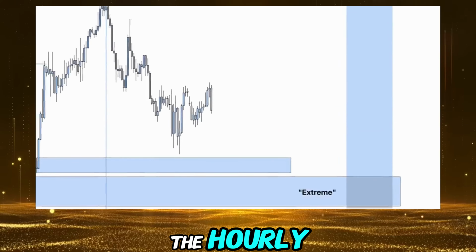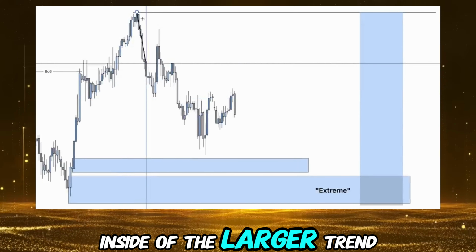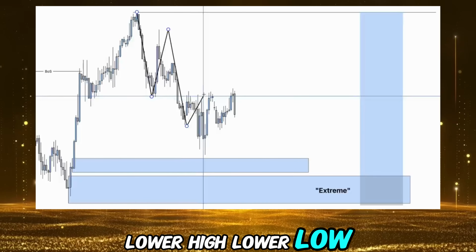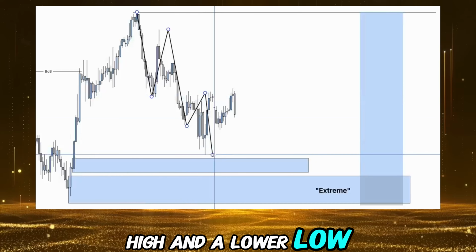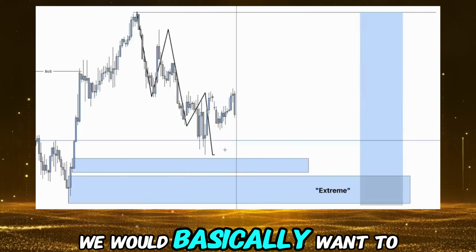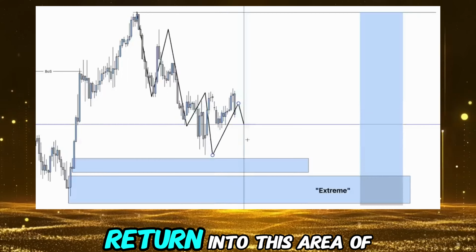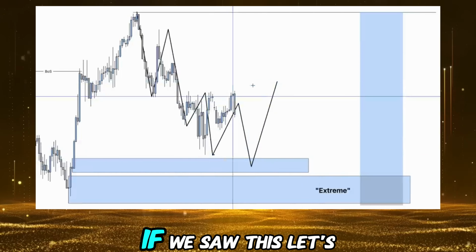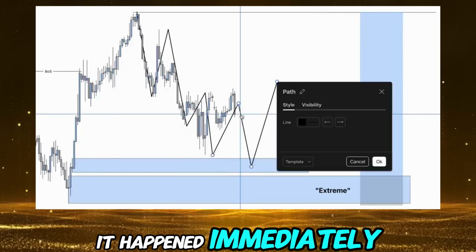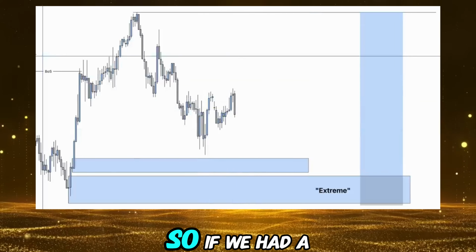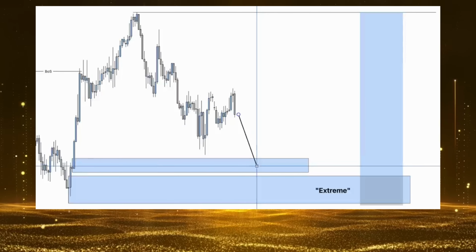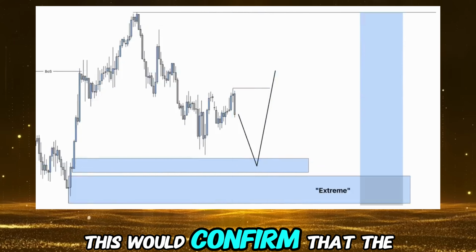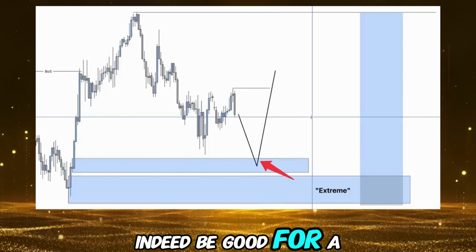So now that we're on the hourly, we can see there's a small trend inside of the larger trend. We have the high, a low, lower high, lower low. Then we have a lower high and a lower low. Now at this point, we would basically want to see the market return into this area of demand and then create a new high. If we saw this, let's say it happened immediately from where the market is right now. So if we had a drive down from here, retest of this level, and then a push back above this point, this would confirm that the top zone could indeed be good for a position.